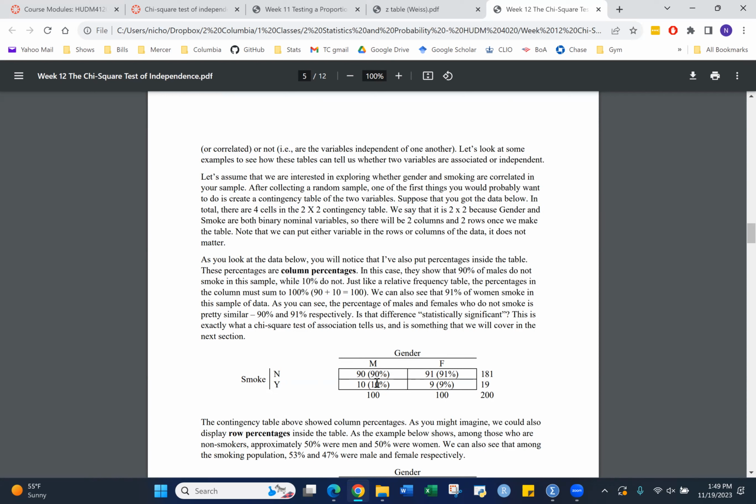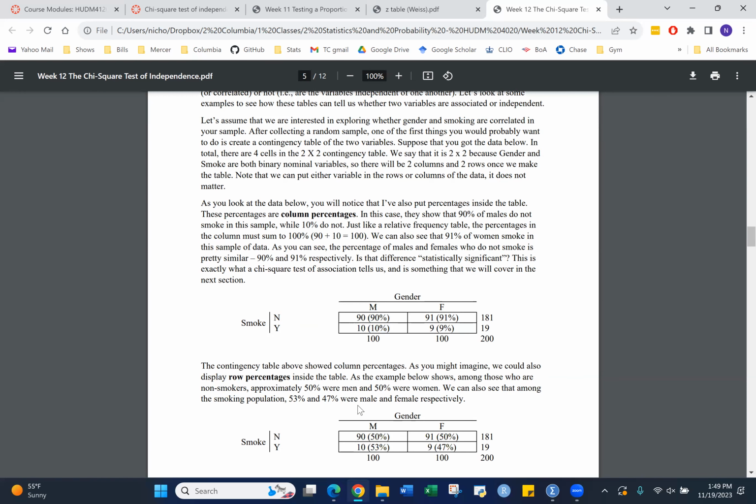So again, the column percentages are really going to help you interpret this data. They're actually what we call conditional probabilities. So conditional on being a male, you are 90% non-smoker and 10% smoker. So we actually call these conditional probabilities, which the book talks about.